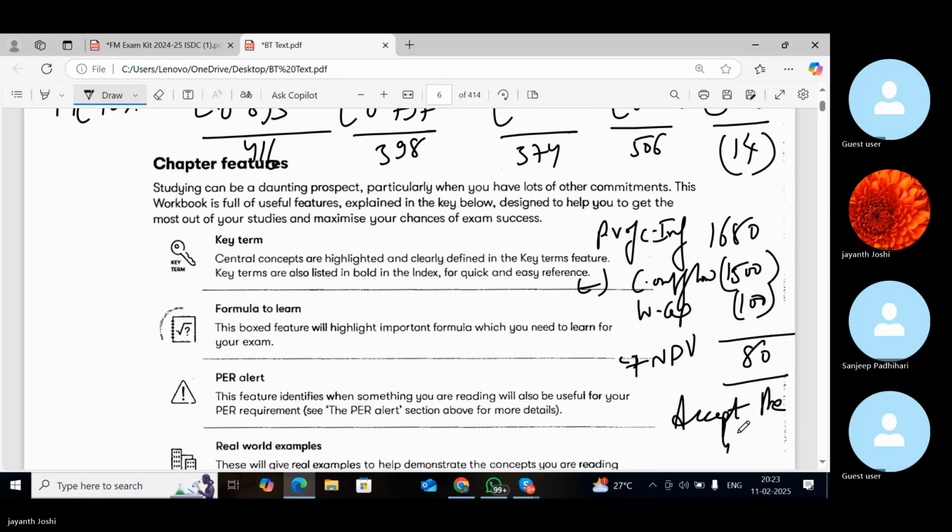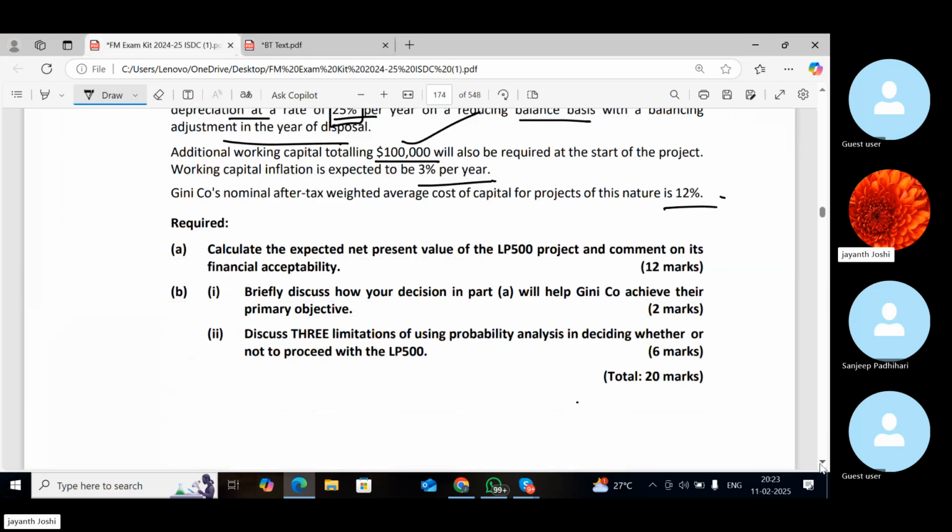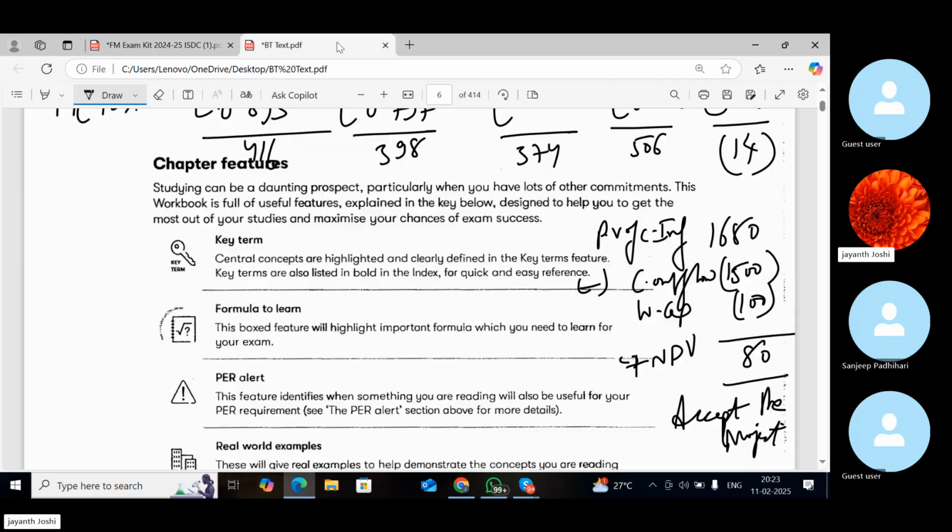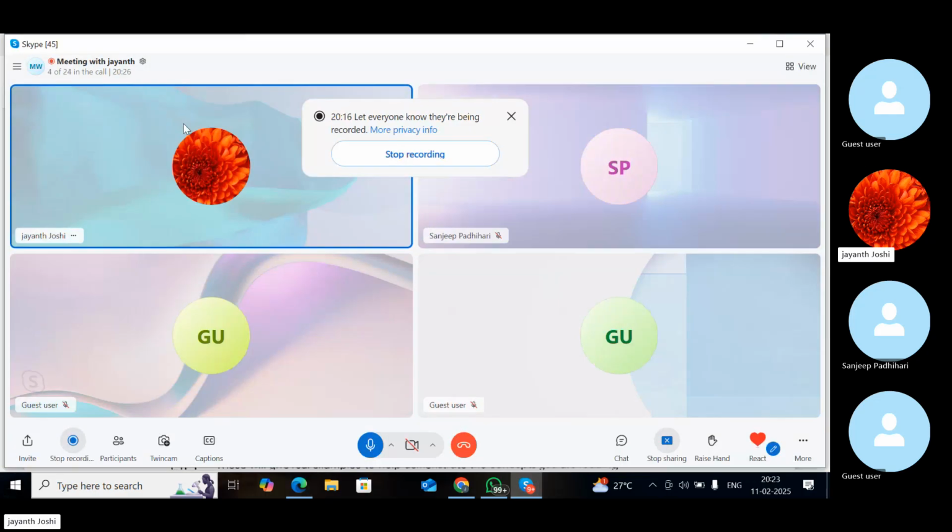NPV rule. Okay, so this is what about the question. We have done this Gini company. I want you to go through this question. Theory you can just go through. We can discuss in the class as well, not a problem. So we have done 3 questions and 1 I've shared, so 4 questions in totality. Tomorrow we'll continue the next, go through them once again and practice. Thank you.